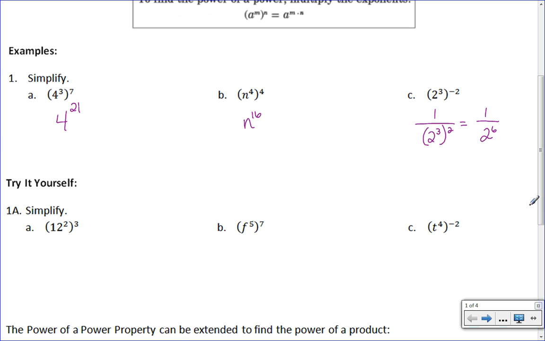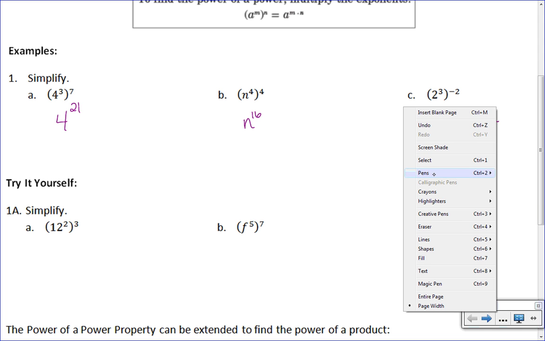Okay, so there's a couple for you to try on your own, so pause the video and work through those three, and when you're ready to check your answers, press play.